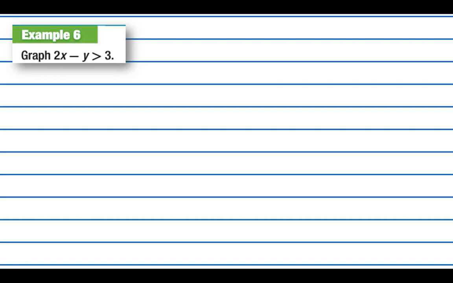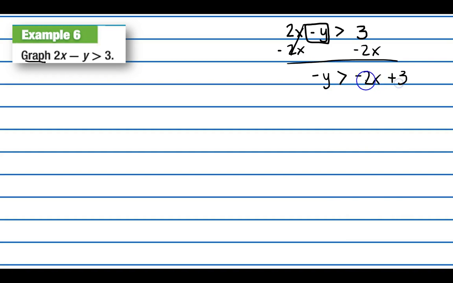Let's try this example. So we have 2x minus y, which is greater than 3. The first thing we need to do in order to graph this is to get y by itself, because we don't have our equation yet. So go ahead and box y. Then we need to subtract 2x from both sides. So we have minus y, which is greater than negative 2x plus 3.